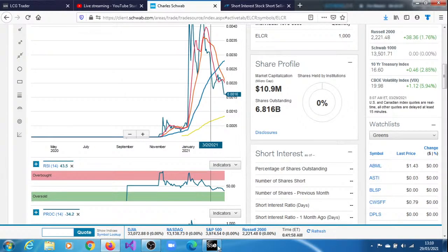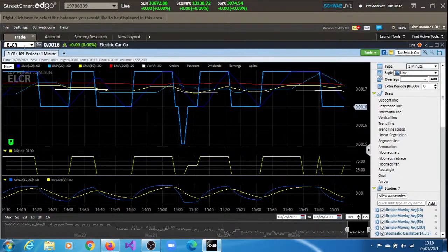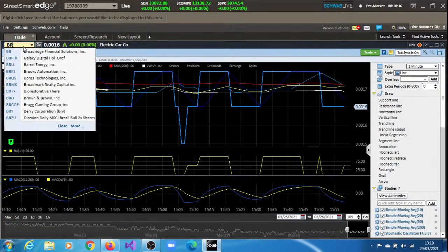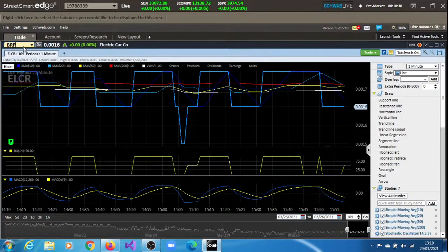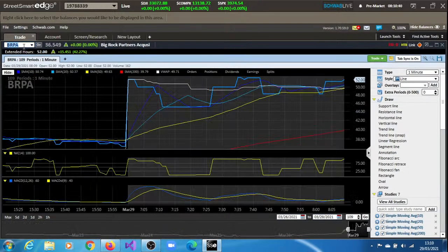So let's go on and look at other stocks we were looking at today. BRPA. Just feel free to let us know any stock you want us to have a look at, and give us a thumbs up. So Big Rock Partners Acquisition is up 42.27% and still climbing, I believe.